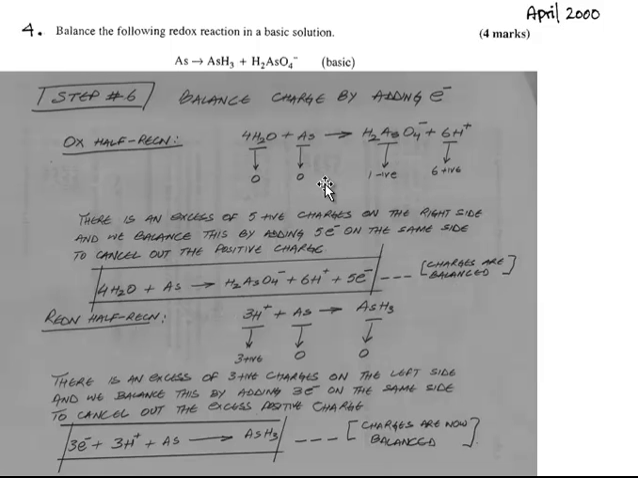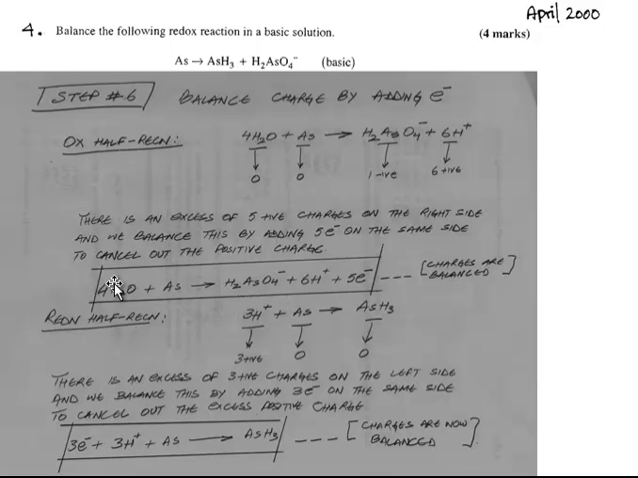But there's 0 charge on the elemental form of As, and there's 0 charge in water. So we see that 6 minus 1 is a total of 5 positive charges which are in excess on the right hand side. And how do we balance that? We balance that by introducing 5 electrons on the same side as the positive charge, because the electrons are negative. So we see that by introducing 5 electrons, there's 5 negative and then 5 positive. So the charges are balanced here.